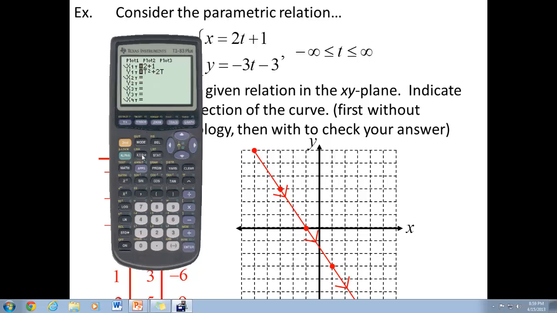So I need 2t plus 1. I need -3t minus 3.